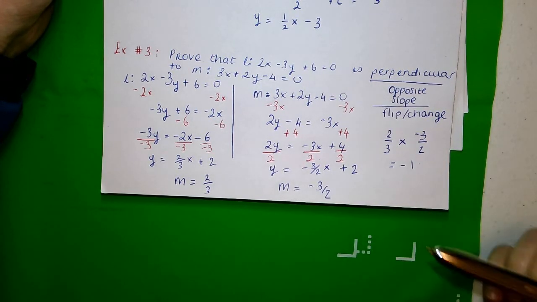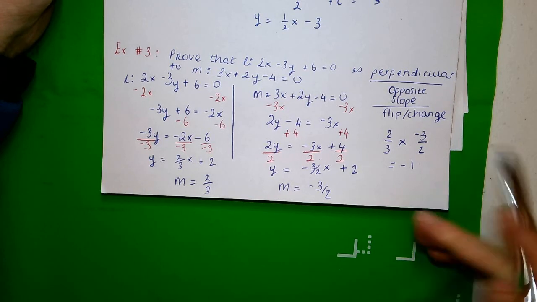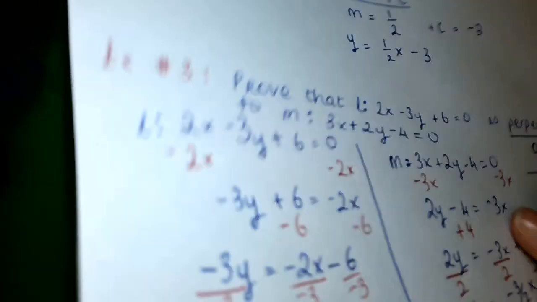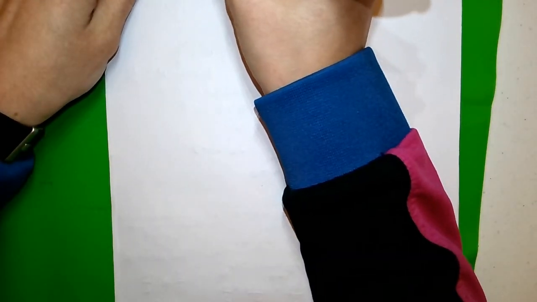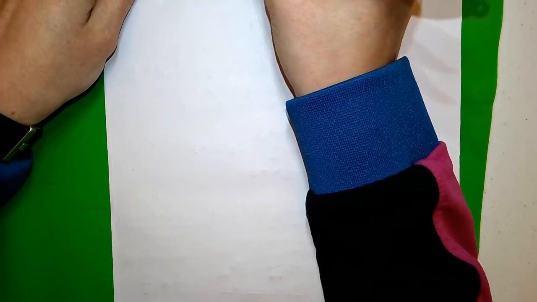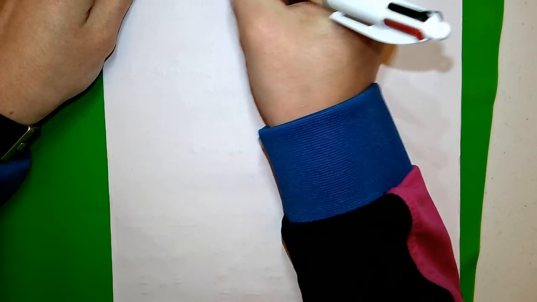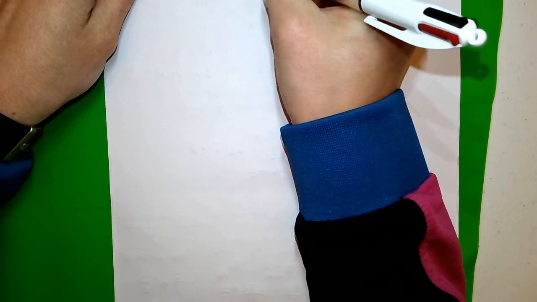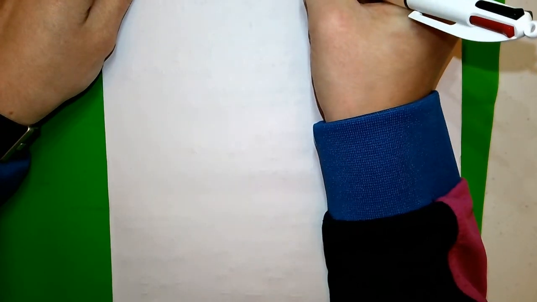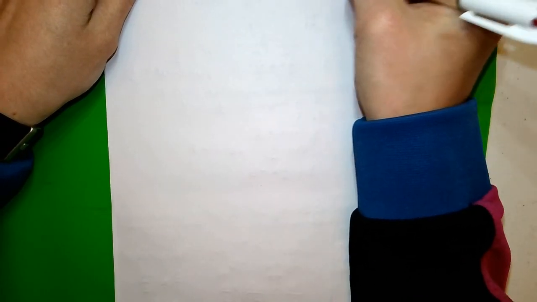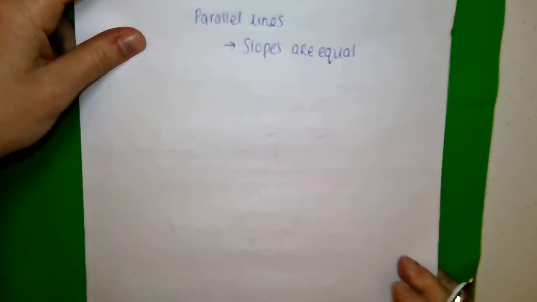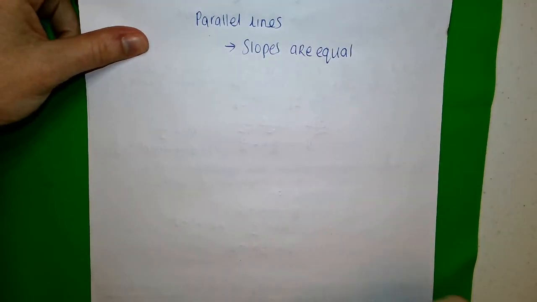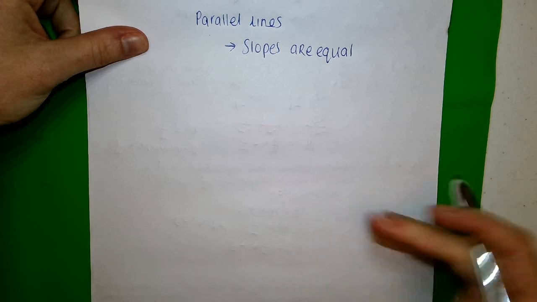Okay? The same can be said for parallel lines. If you need to show that two lines are parallel, all that you need to do is show that the slopes are equal. Okay, so for parallel lines, remember that we just need to show that the slopes are equal. So the parallel line one is probably a little bit easier because you don't need to do as much at the end of the question.